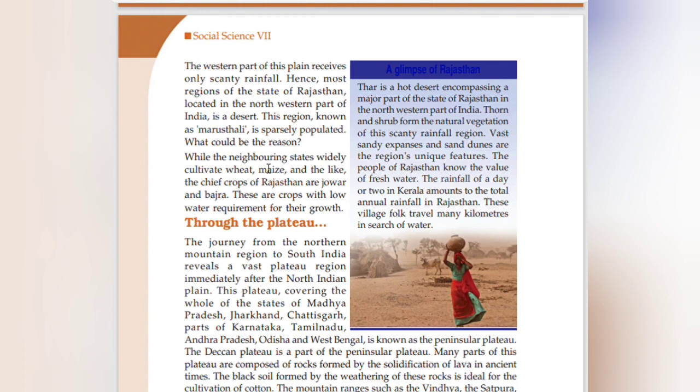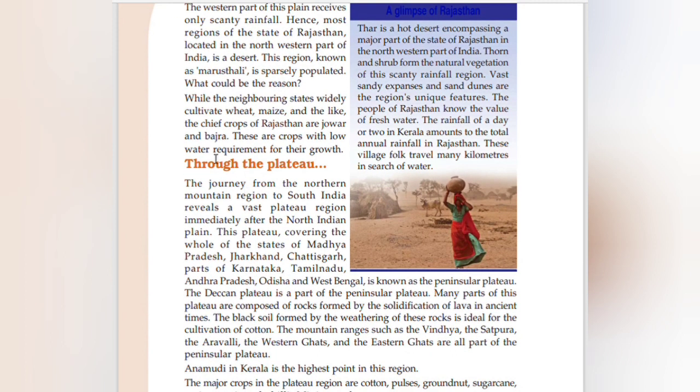While the neighboring states widely cultivate wheat, maize and the like, the chief crops of Rajasthan are jowar and bajra. These are crops with low water requirement for their growth. Thar is a hot desert encompassing a major part of the state of Rajasthan, in the northwestern part of India. Thorn and shrubs form the natural vegetation of the scanty rainfall region. Vast expanses and sand dunes are the region's unique features.